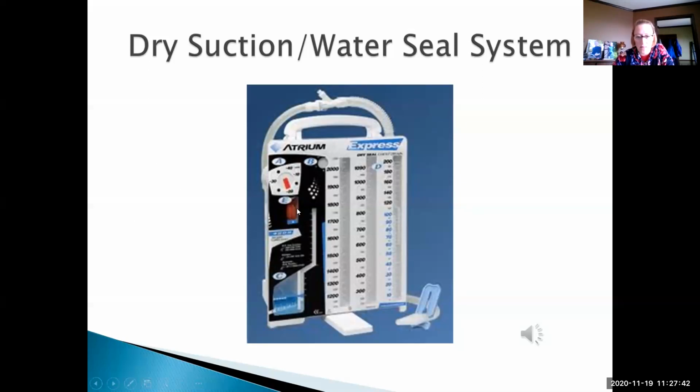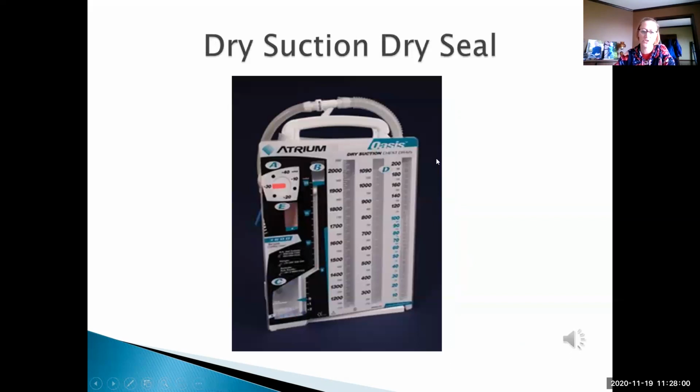And this has this little accordion here that helps you know that the suction has been activated. So again, it still goes to the wall suction, but this manages the amount of suction that is being exerted. Then you have your dry suction dry seal.